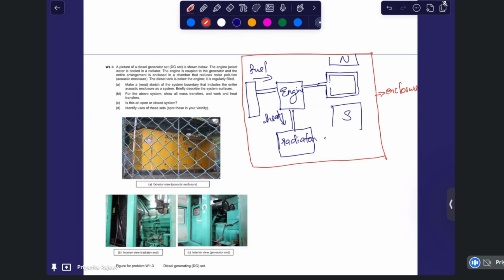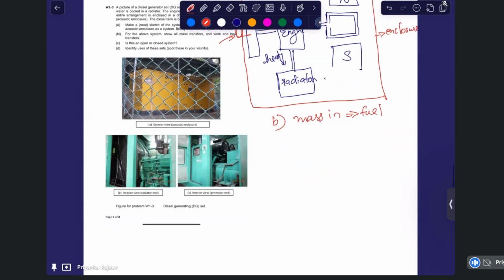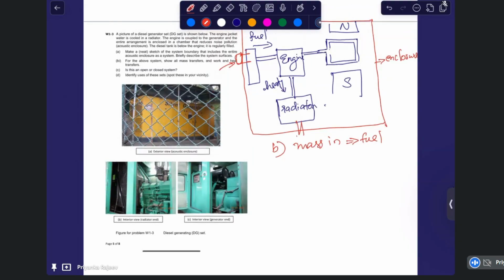So mass in will be diesel. There will be a lid over here. We will open it and we will pour the diesel into the diesel tank or the fuel tank. Okay, so mass in is there. Mass in is fuel. Then mass out will be there from the radiator. There will be exhaust. So mass out is exhaust.